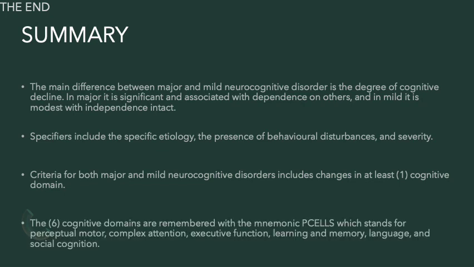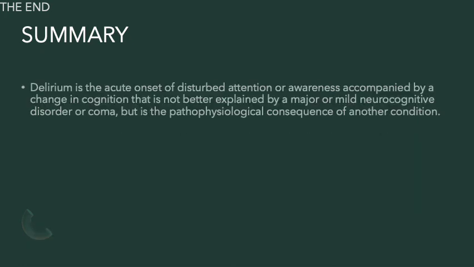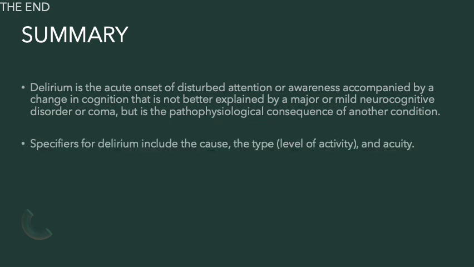6 cognitive domains are remembered with the mnemonic PCELSL, which stands for perceptual motor, complex attention, executive function, learning and memory, language, and social cognition. Delirium is the acute onset of disturbed attention or awareness accompanied by a change in cognition that is not better explained by major or mild neurocognitive disorder or coma, and is the pathophysiological consequence of another condition. Specifiers for delirium include the cause, the type, that is level of activity, and acuity.